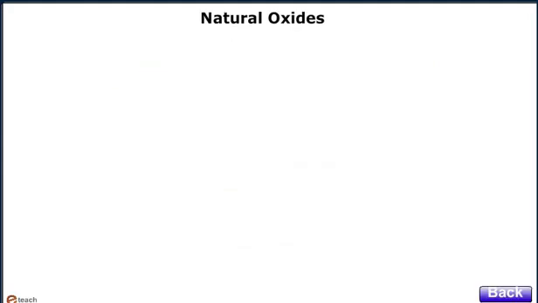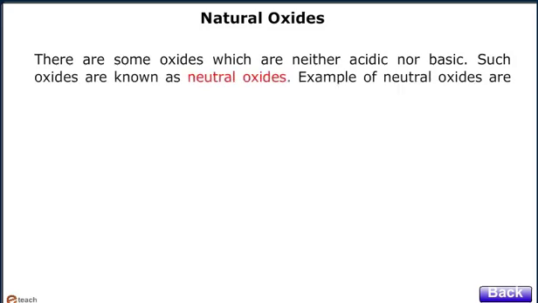Neutral oxides. There are some oxides which are neither acidic nor basic. Such oxides are known as neutral oxides. Examples of neutral oxides are CO, NO, and N2O.